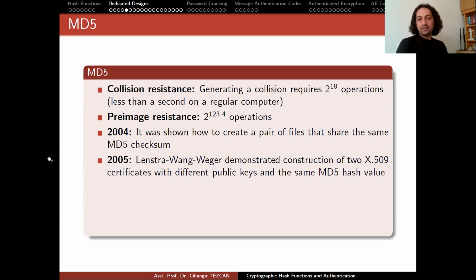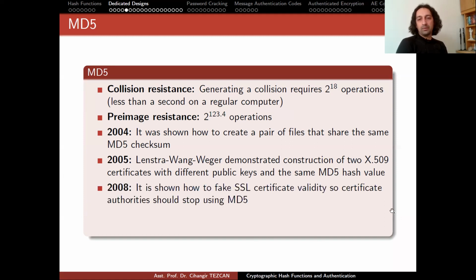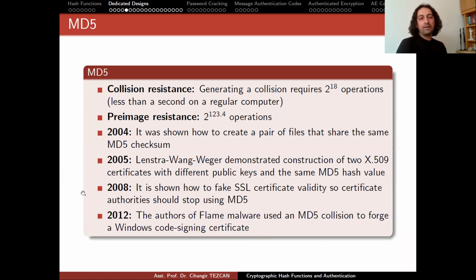In 2005, Lenstra, Wang, and de Weger demonstrated construction of two X.509 certificates with different public keys and the same MD5 hash value. So you can forge certificates. And in 2008, it was shown how to fake SSL certificate validity, so certificate authorities should stop using MD5. And finally, in 2012, we observed that the authors of Flame malware used an MD5 collision to forge a Windows code signing certificate.